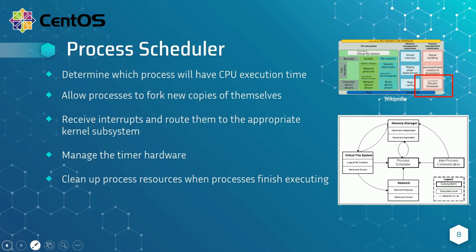Here's a brief overview of the responsibilities of a process scheduler. It is what determines which process will have CPU execution time. It allows processes to fork new copies of themselves, receives interrupts and routes them to the appropriate kernel subsystem, manages the timer hardware, and cleans up process resources when they're done executing. So here in this diagram, you'll see that a lot of these other subsystems actually depend on the process scheduler, so it's quite important.